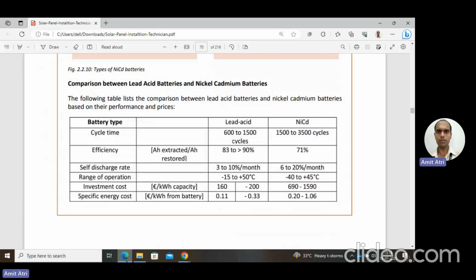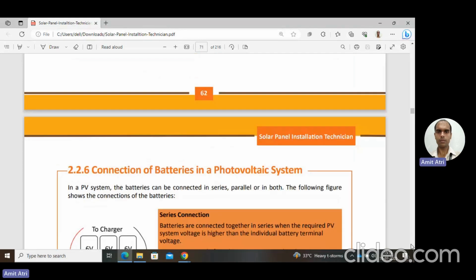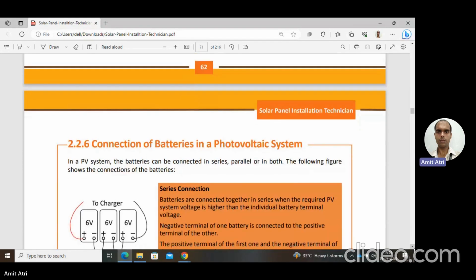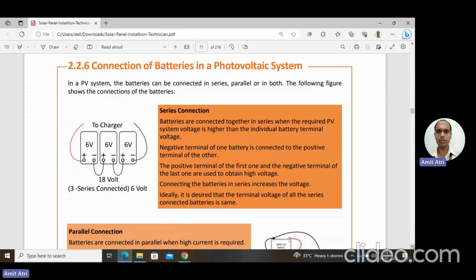Now, investment cost in euro per kilowatt hour of capacity is 160 to 200 for lead acid battery and 690 to 1590 for nickel cadmium battery. Now, specific energy cost, also euro per kilowatt hour, is 0.11 to 0.33 per kilowatt hour, and that is higher in case of a nickel cadmium battery, 0.2 to 1.06 per kilowatt hour. Okay, now coming to connection of batteries in a photovoltaic system.